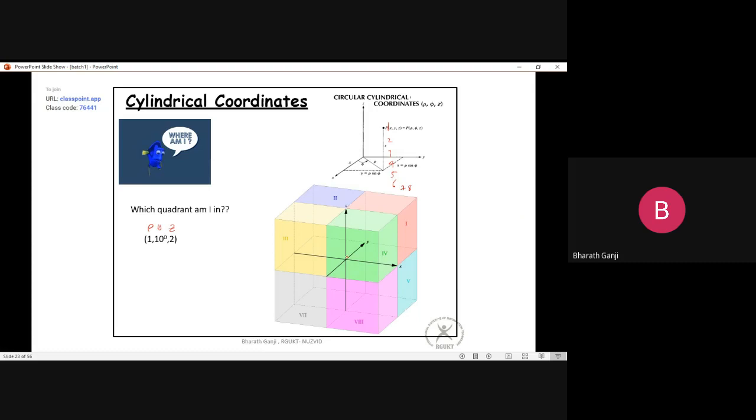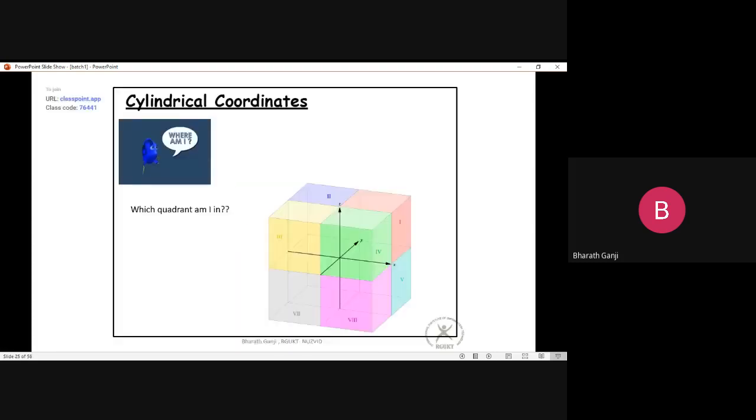So from the x axis you turn 10 degrees, and you are traveling 1 unit and you are moving on the z axis 2 units up. So basically you are in the first quadrant. So the answer is first quadrant. That is right. Please be fast. So next point. Here is your point. So give me the answer swiftly.